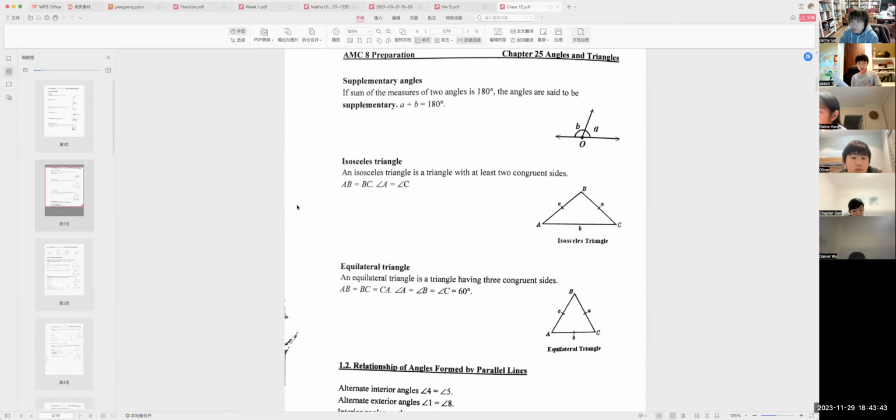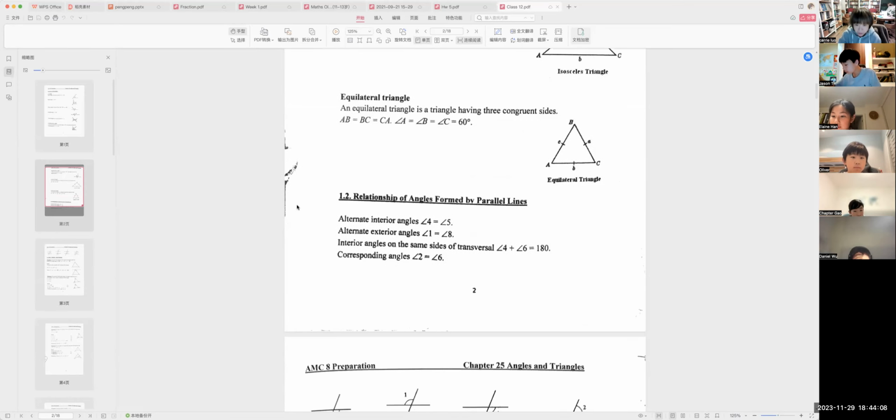And the third one is equilateral triangle. So AB equals BC equals CA. That means all three lines are equal to each other. And the three angles are also equal, and all of them equal 60 degrees, because the inside of the triangle is 180 divided by 3 equals 60. Are we clear, everybody? I cannot hear you. Yes, I heard Elaine. Okay, good job.